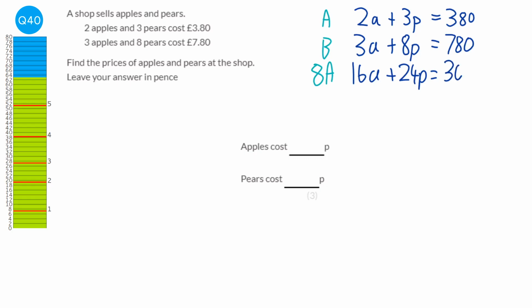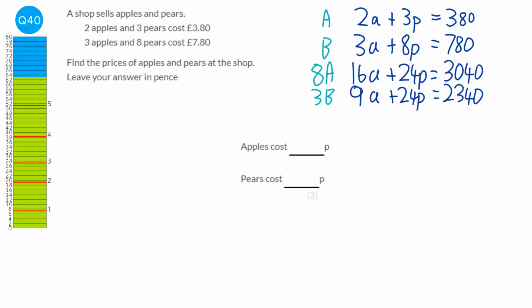is 3040. And we're going to do the same with B, but this time we're going to times it by 3, so we're going to have 3b. And we're just going through everything here and timesing it by 3. So 9a plus 24p, which is good, that's what we wanted. And 780 times 3 is 2340. So now we've got both of these the same coefficient.